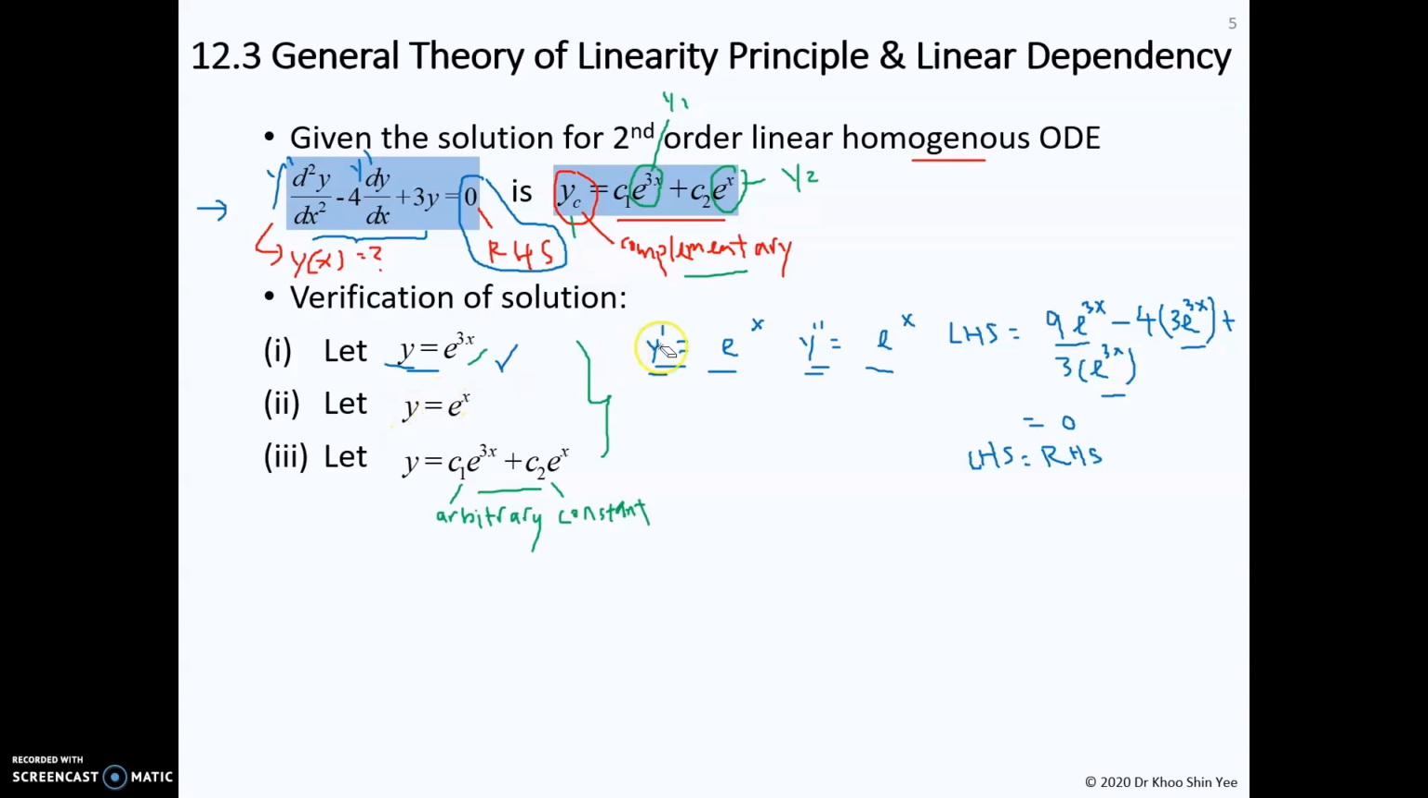So substitute the y prime and y double prime into the left hand side here. Then you can obtain your y double prime equal to exponential x, minus 4 times your y prime, which is equal to exponential x. Lastly, you need to add 3y, where your y is exponential x. So from here you have 1 minus 4 plus 3, where you get your left hand side equal to 0. When you compare to the right hand side, you find that the left hand side is equal to the right hand side. Therefore, we can say y equal to exponential x is the solution to this ODE.